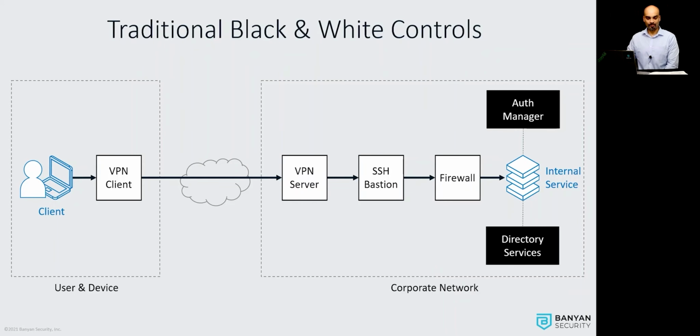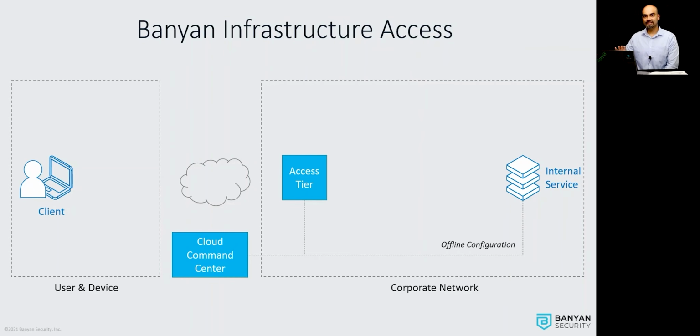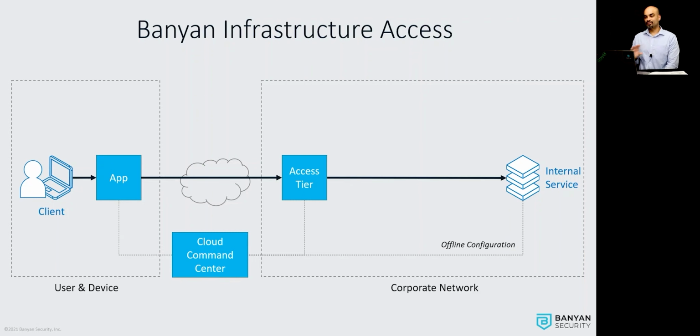This is just a complicated, clunky system. Developers would have to file multiple tickets just to get access to the right resource. In Banyan's world, it's just much, much simpler. We have an access tier that is deployed as close to the internal service as you need, and which registers into the cloud command center where you write your policies. We have the Banyan app that runs on your laptop or your other devices, and then you get direct one-click access to the server that you need.